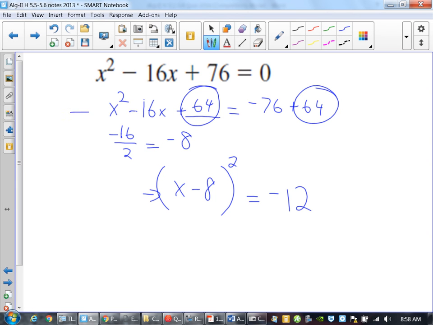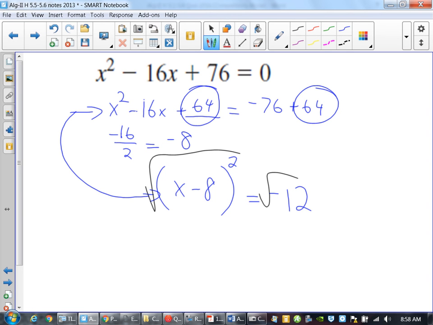Because this is this, foiled out. We're trying to take some quadratic and create a quadratic that turns into this. Because when I go to solve this problem, all I have to do is take the square root of both sides.